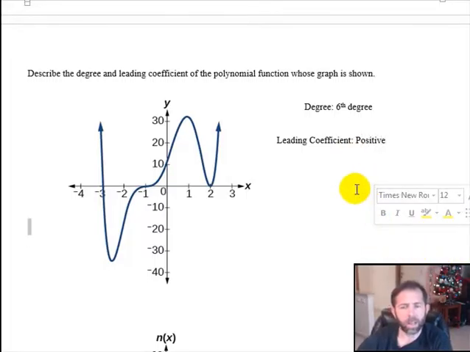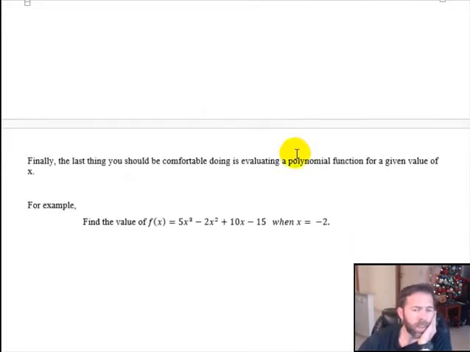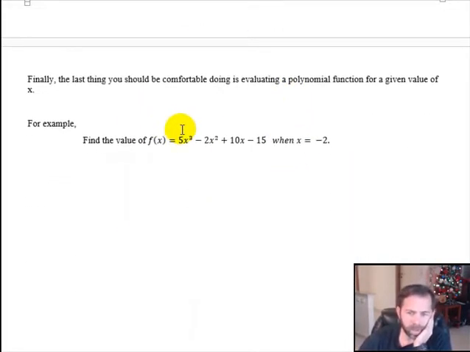All right. The last thing, at least in terms of what's in the book and what I'll be quizzing you on, what you need to know. The last thing you should be comfortable doing is evaluating a polynomial function for a given value. And I already showed you how to do this on the graphing calculators.